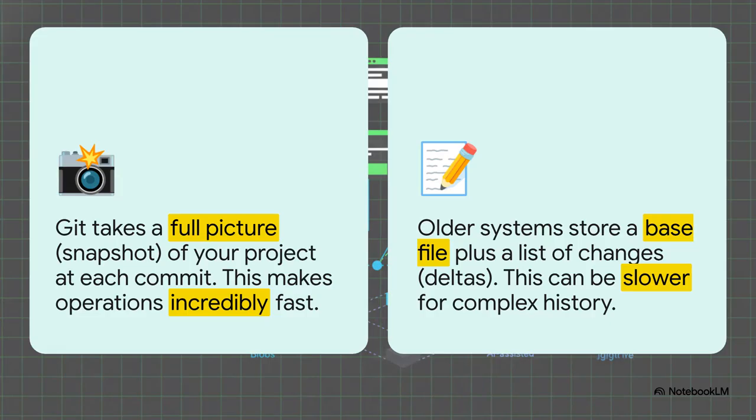So here is the single most important idea about Git's internal design. Older systems thought in terms of differences or deltas. They'd store one original file and a list of all the little changes. But Git thinks in snapshots. Every single time you commit, Git takes a picture of your entire project exactly as it was at that moment. This might sound inefficient, but it's what makes Git ridiculously fast, especially for things like branching and merging.